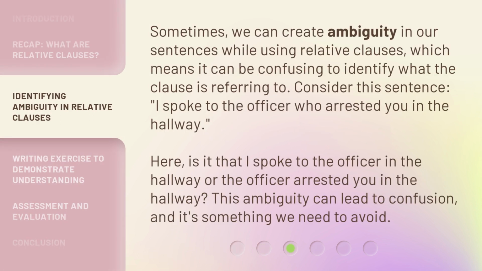Sometimes, we can create ambiguity in our sentences while using relative clauses, which means it can be confusing to identify what the clause is referring to. Consider this sentence: I spoke to the officer who arrested you in the hallway. Here, is it that I spoke to the officer in the hallway or the officer arrested you in the hallway? This ambiguity can lead to confusion, and it's something we need to avoid.